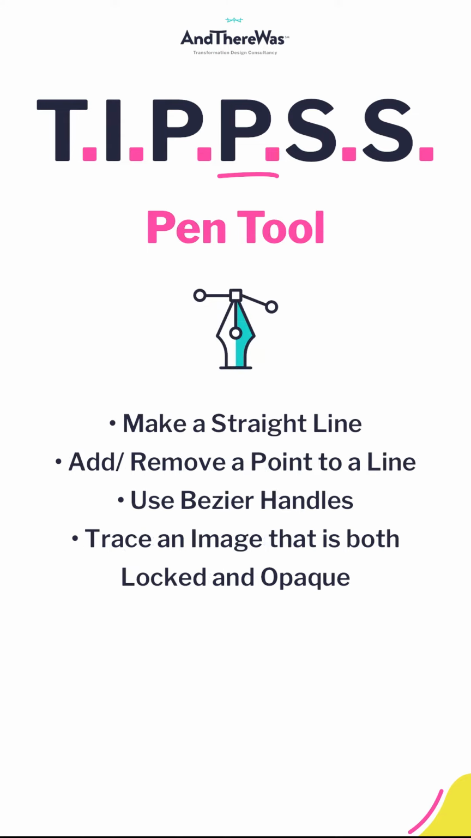For the pen tool, try to make a straight line and also be able to add a point on that line. Use the Bezier handles, which comes with the pen tool, which is handy for making sure you can trace over an image that is both locked and opaque.